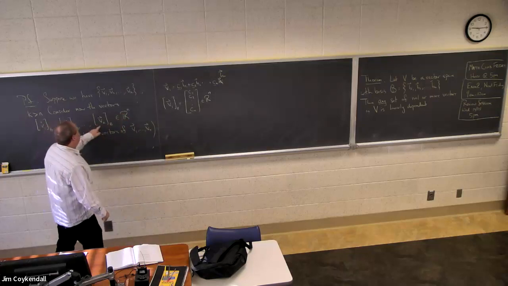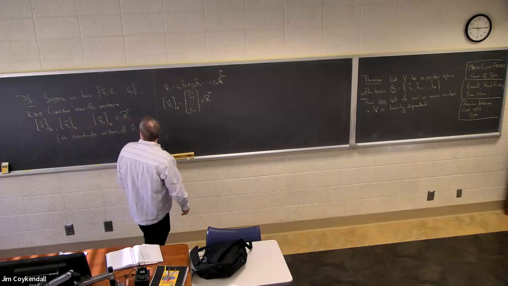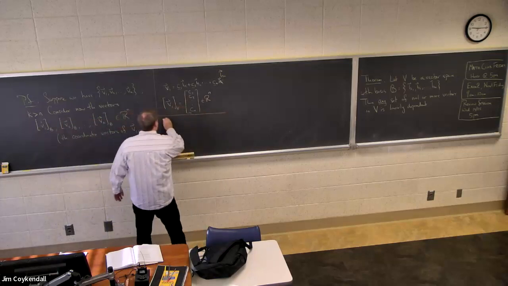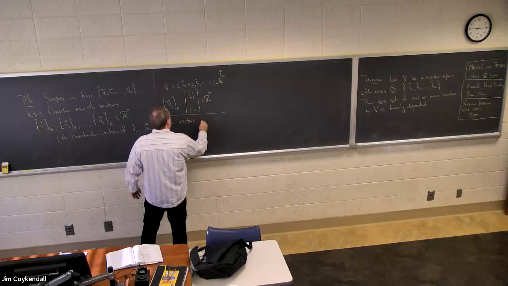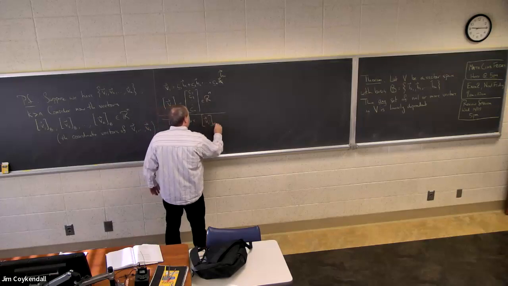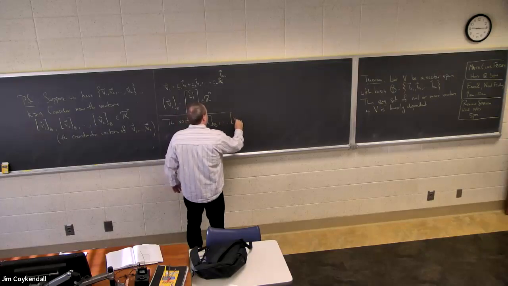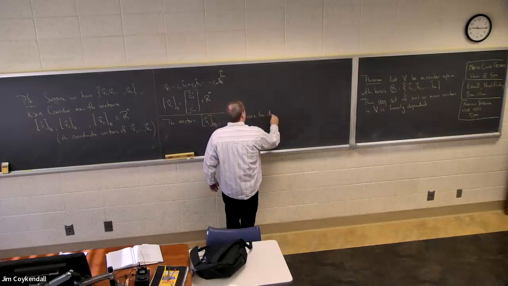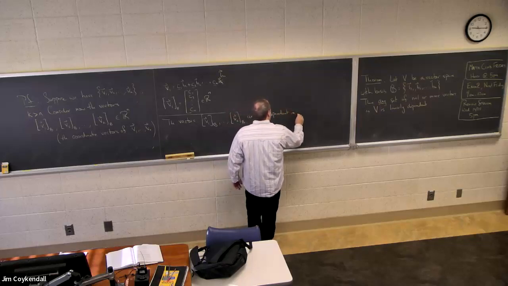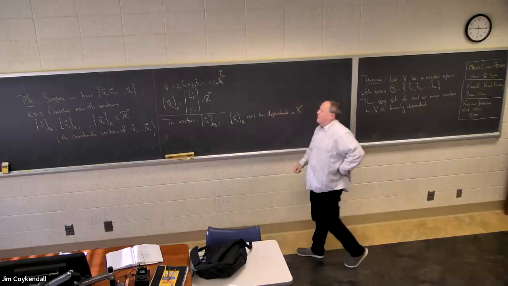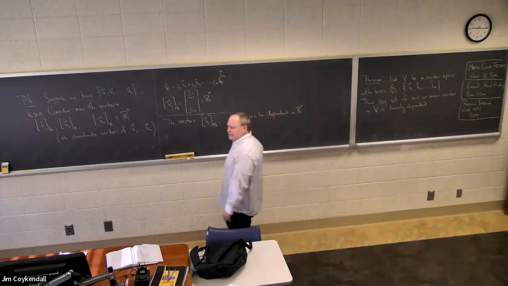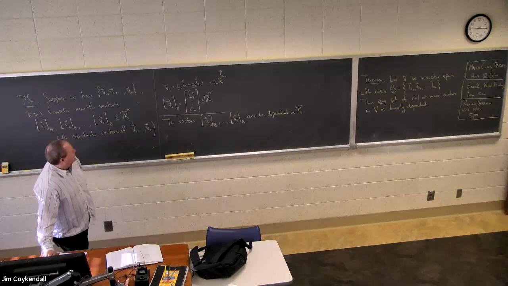So this right here, these are all vectors in Rn, right? So I claim that in Rn, these vectors are linearly dependent. And can somebody tell me why?